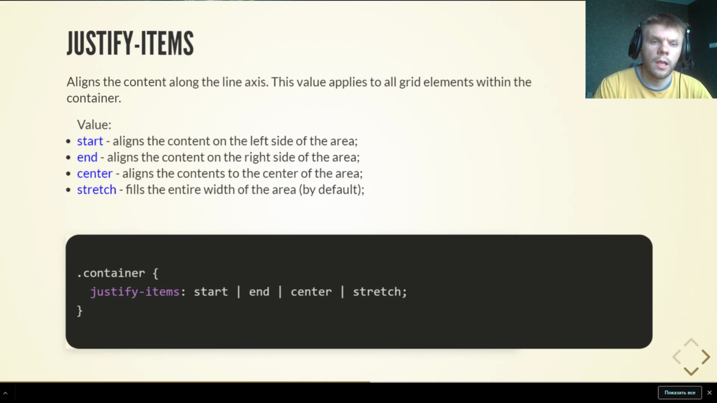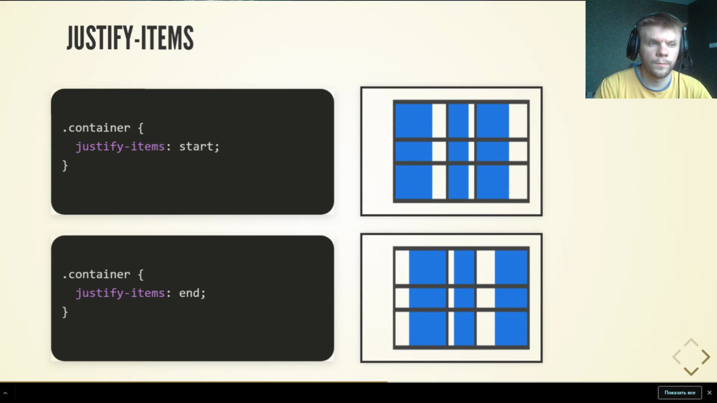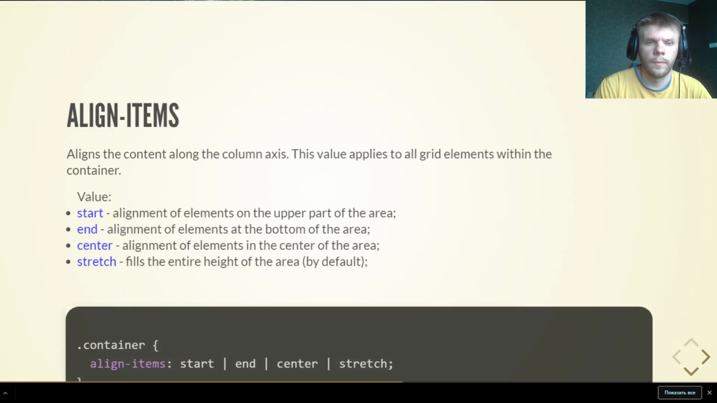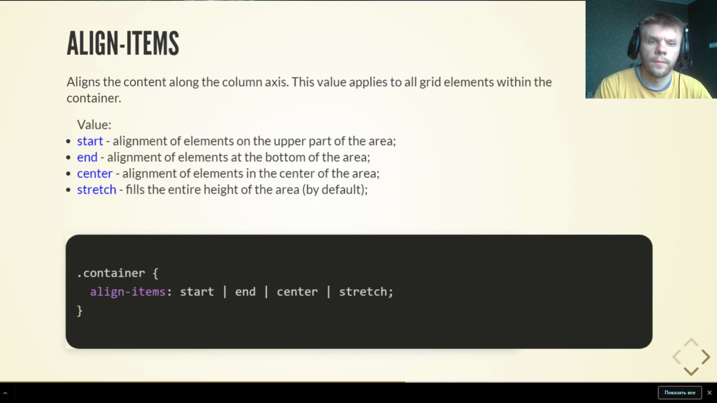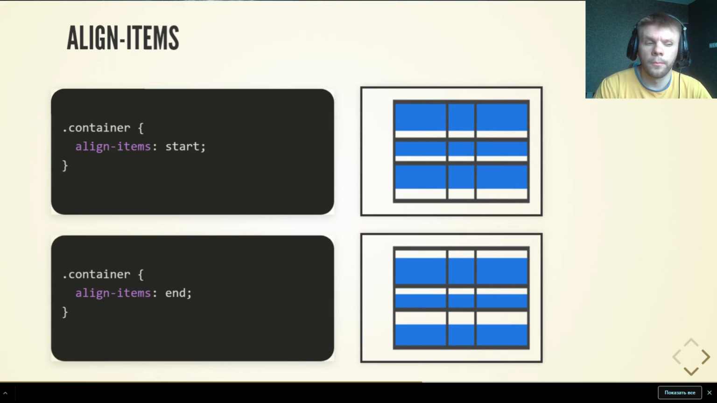Justify items aligns the content along the row axis. This value applies to all grid elements within the container. Here is how the code works. Align items aligns the content along the column axis. This value applies to all grid elements within the container. You can see it here.